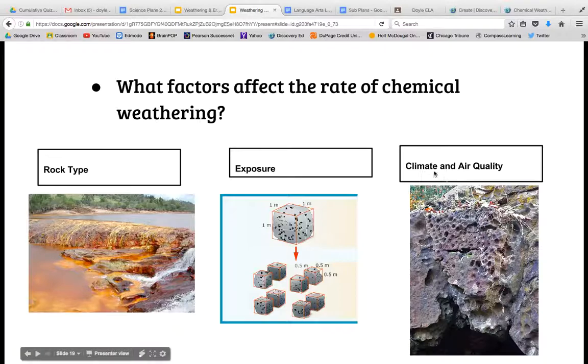Okay, that's the information you'll need, the basics for chemical weathering.